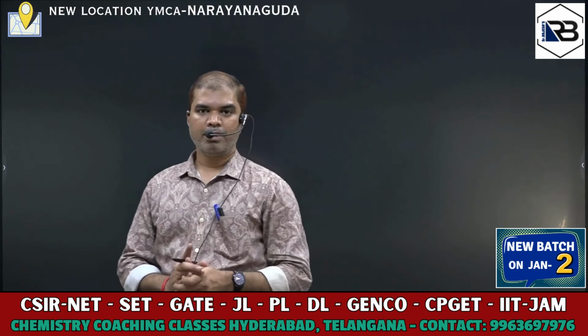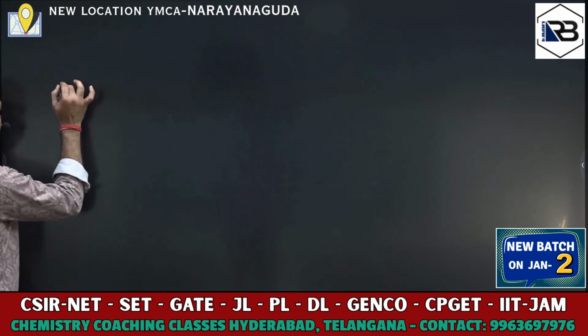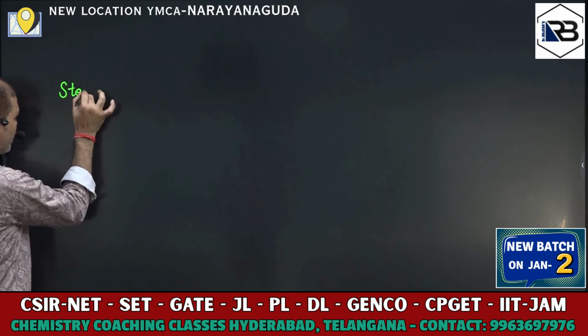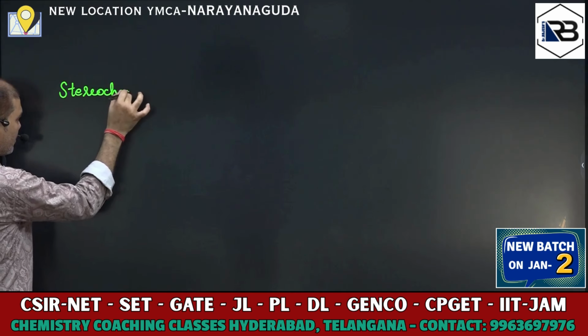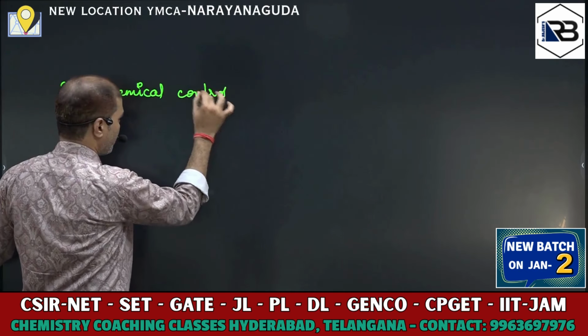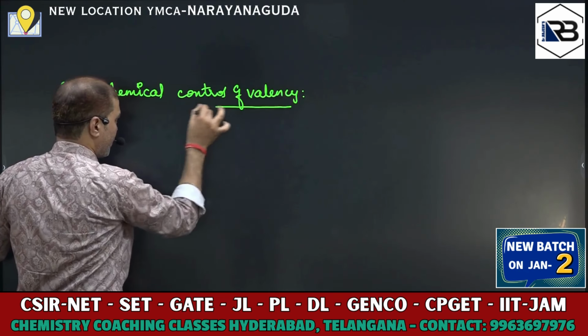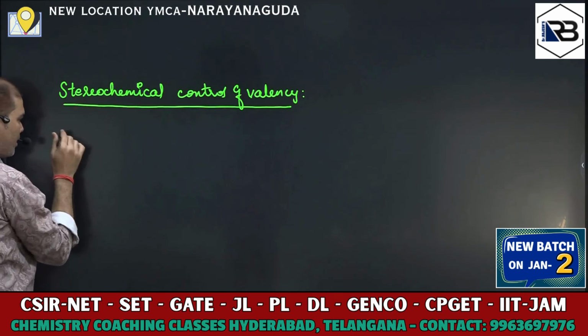Hello everyone. In this class we will discuss a small topic which is an important topic in organometallic chemistry. We call it stereochemical control of valency. How to understand this topic? We will understand it by taking up a reaction.